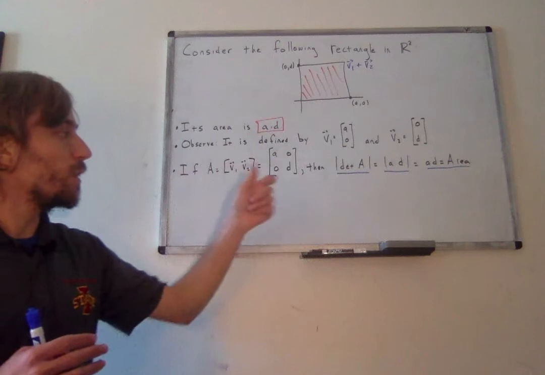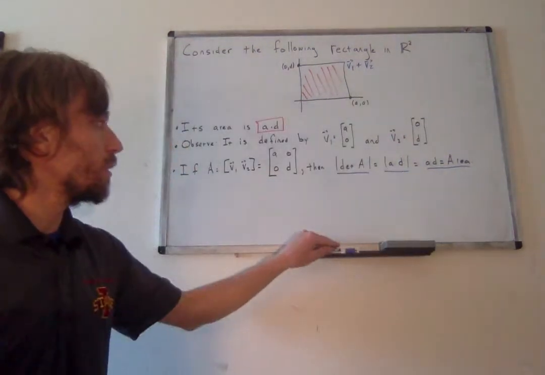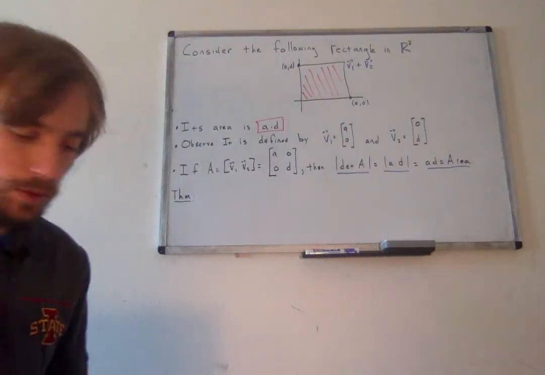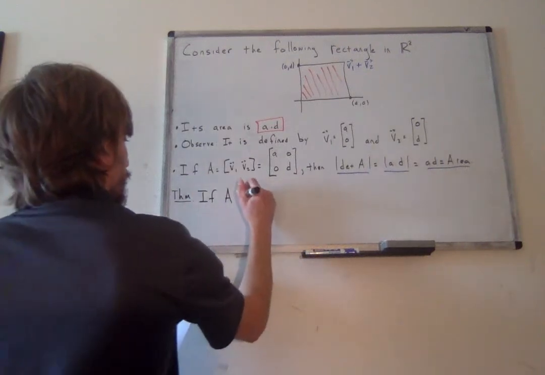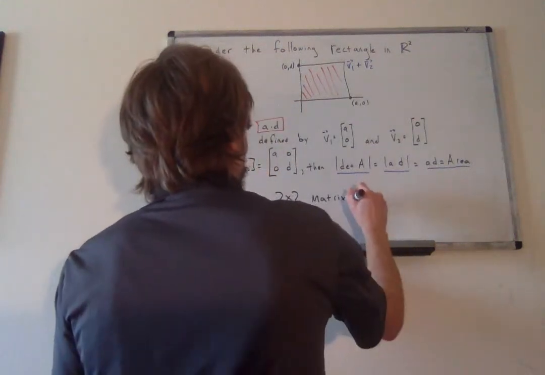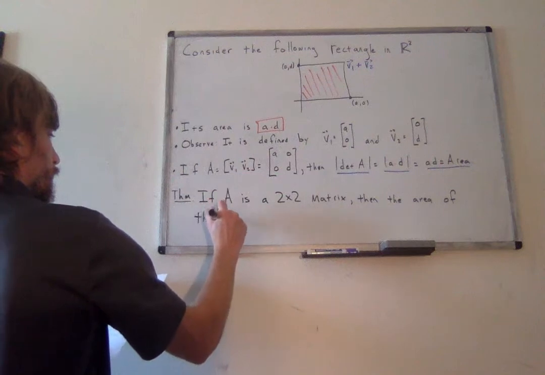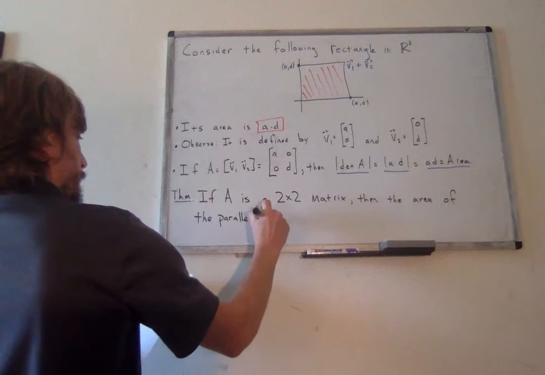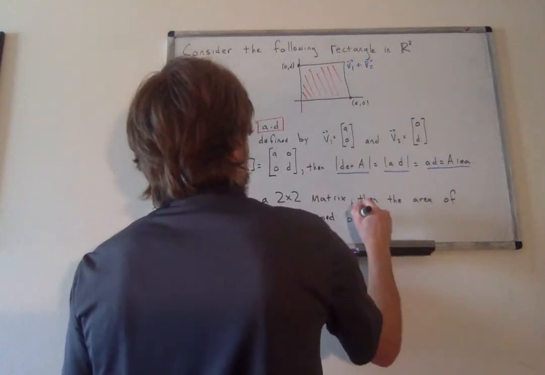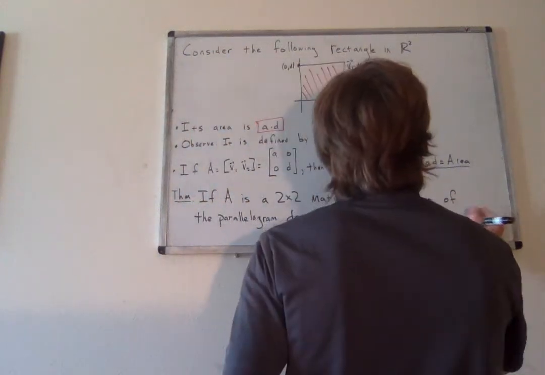So it turns out the determinant of this matrix gives the area of the parallelogram defined by those 2 vertices. We'll see an example where we can get a little more complex than just a shape fixed at the origin, but we'll state this as a theorem now. If A is a 2 by 2 matrix, then the area of the parallelogram determined by the columns of A is just the absolute value of the determinant of A.